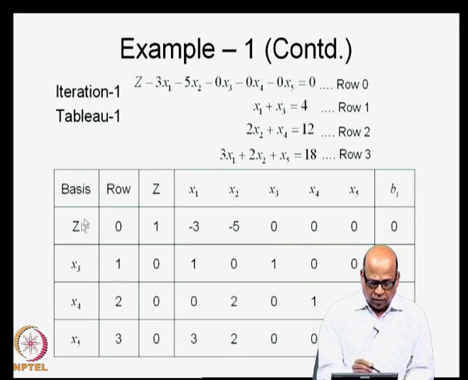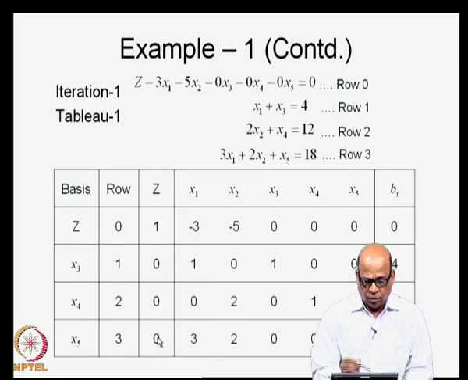The way we write it is, as I mentioned in the previous class, z is always in the basis, and then you have x 3, x 4, x 5 as the basic variables. So, the basis consists of z, x 3, x 4, x 5. Then this column will identify the rows, row 0, 1, 2 and 3. Then we pick up the coefficients of each of the variables including z. We write the coefficient of z in each of the rows. As you can see, in row 0 z has a coefficient of 1, in all other rows z has a coefficient of 0, and therefore, we write 1, 0, 0, 0.